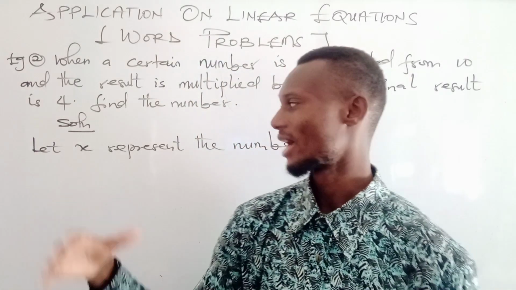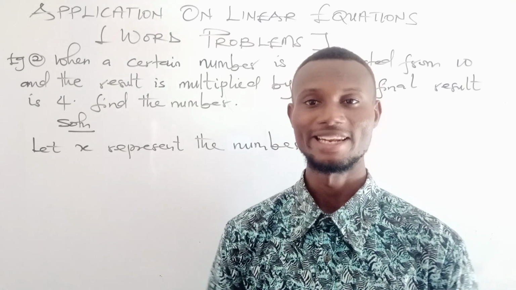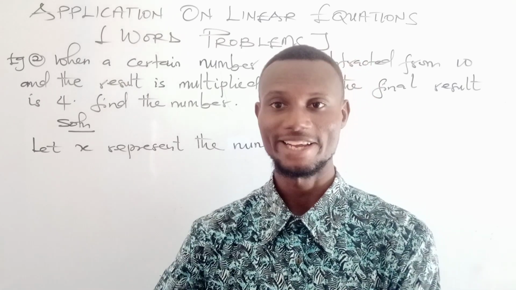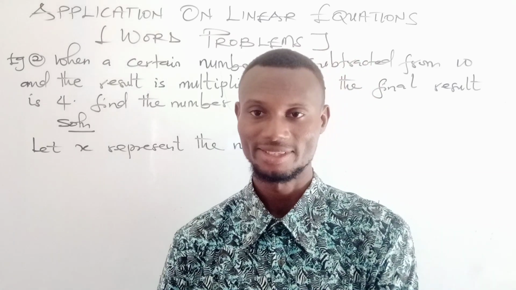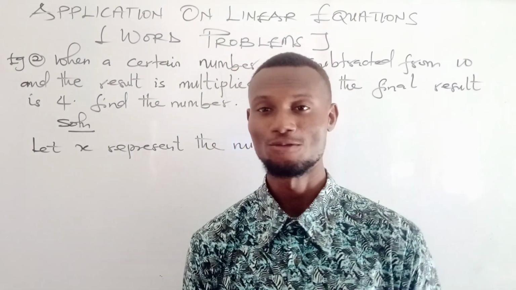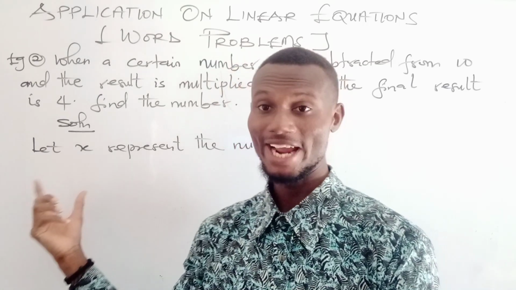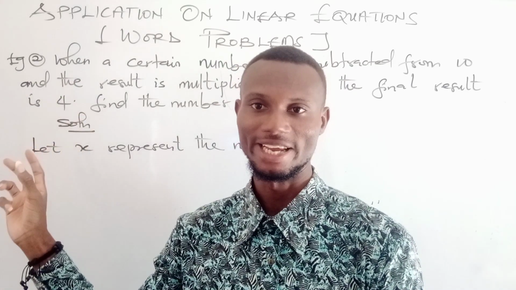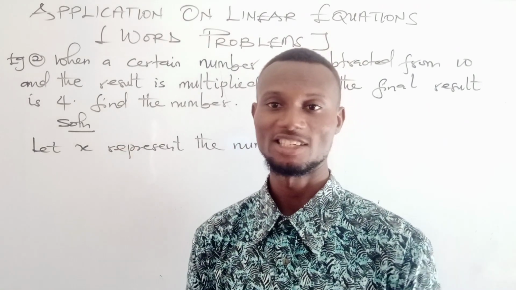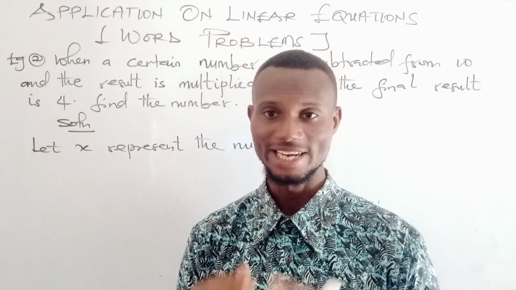So you can say that let S represent the number, or you can say that let the number equal to S, or let the number be S. Any of it is the same thing. Now that we've represented the unknown number by a variable S, then let's read the question again and write an expression in terms of S for what the question is saying. That's the next step.